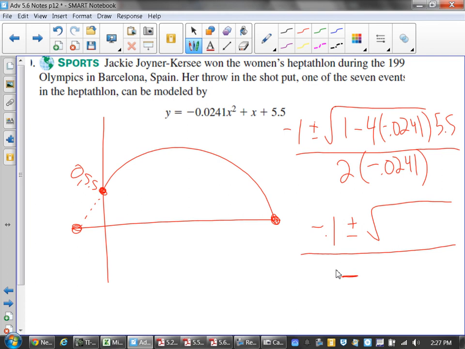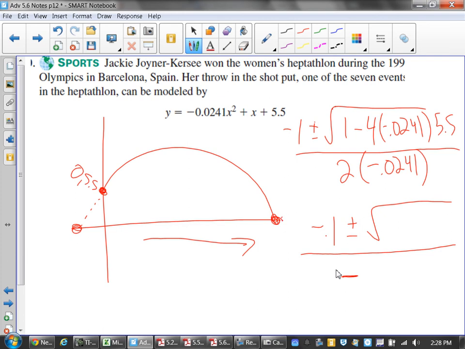I want to get the positive distance. So am I going to use the plus root, or the minus root on the top? I want to use the minus root. I want to make the numerator negative, because I'll have a negative divided by a negative to give me the positive. That's the hairy part here, trying to remember what exactly you're looking for. Well, I'm throwing it a positive distance, so when the division is done, I want that positive 0.